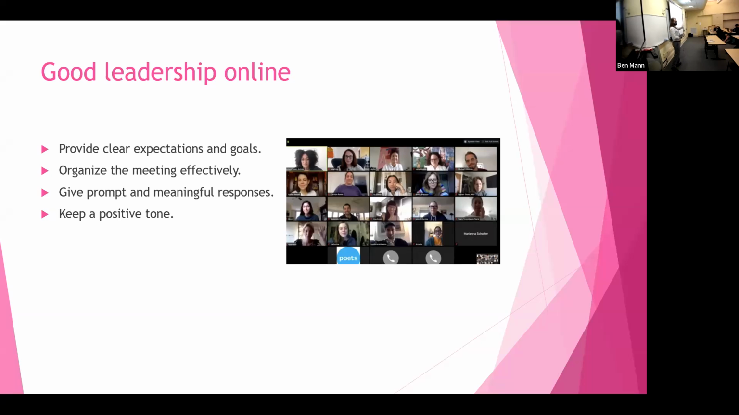Use prompt and meaningful responses. Because in a lot of these virtual groups, there's a lot of subtext and nonverbal communication that's missing, making your communication as clear and direct as possible to substitute for that is a good idea. And again, keep things positive. When we're engaging online, showing this level of interest in others is a really important way to engage.